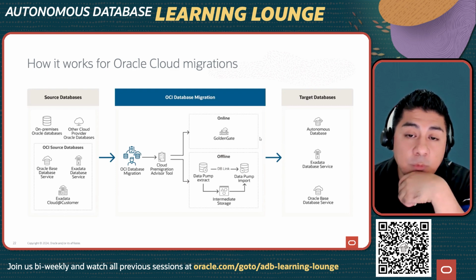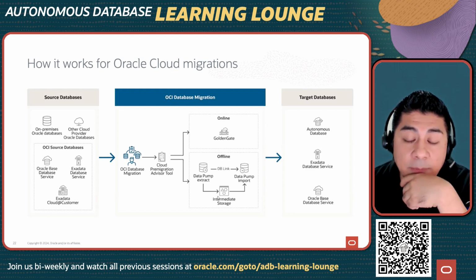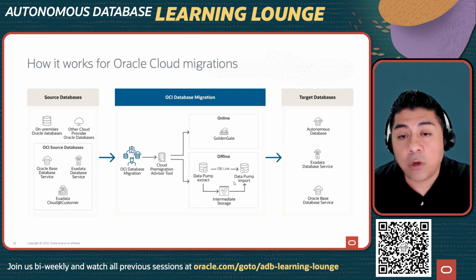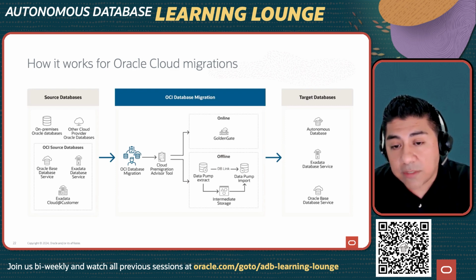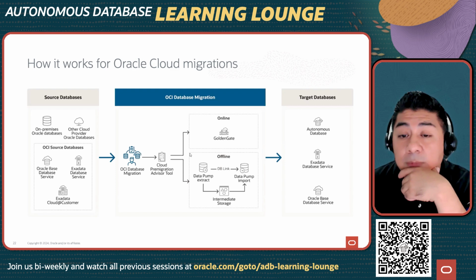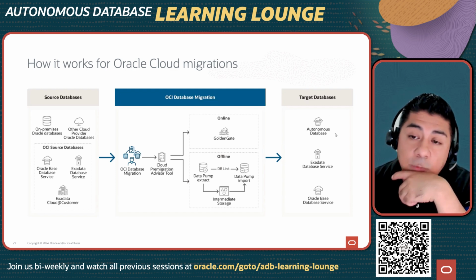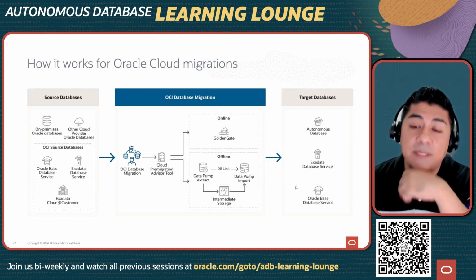So the service is going to do the connections and run the pre-migration advisor. And we have two boxes because I try to make a point about offline migrations and online migrations. For the online migration is where you use GoldenGate, but for the offline, you can even have different intermediate storage. We can use object storage or FSS, which is file storage service. And you can also have the option to do a migration with DB link. So at the end, the targets that we support, I mentioned before, Autonomous, Exadata, and Base Database.